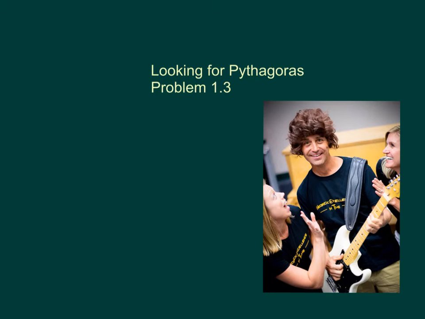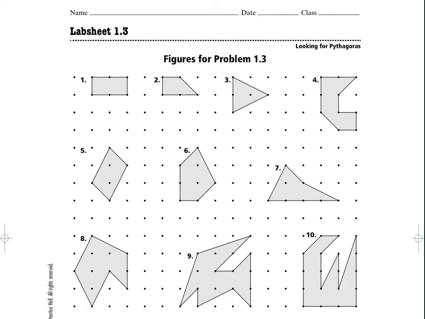This video will help students complete problem 1.3 in the Looking for Pythagoras book. Problem 1.3 deals with finding the area of unusually shaped objects. For that purpose, we have given students lab sheet 1.3. So before you finish watching this video, you should get a hold of a copy of this. It's either in a student notebook or it's on my website.